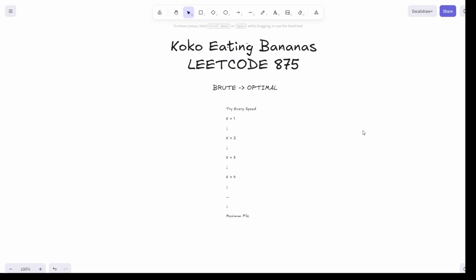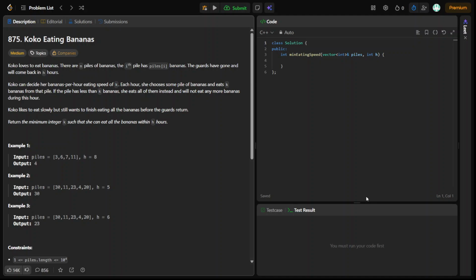Today we are solving LeetCode 875, which is Koko Eating Bananas. This problem is based on a normal binary search, but here's the interesting part. We are not searching for an element inside an array. We are searching for the answer itself. In other questions we search for elements, but in this one we search for the answer itself.